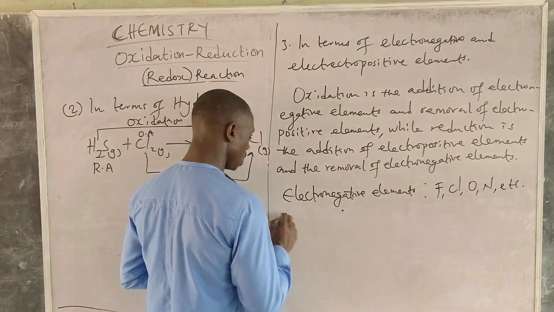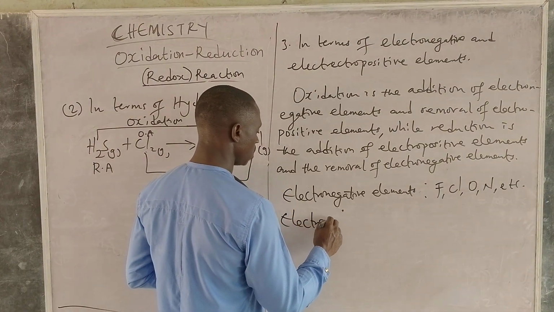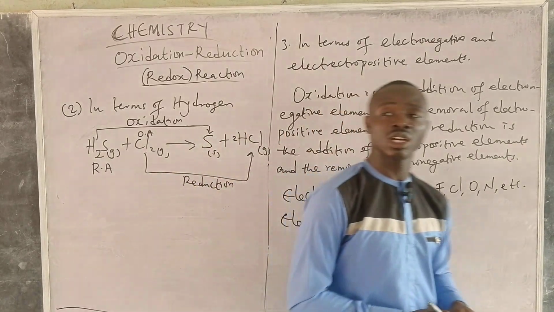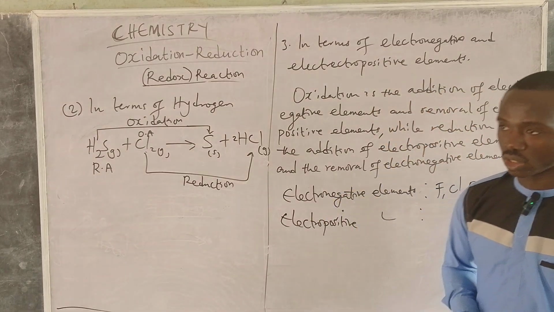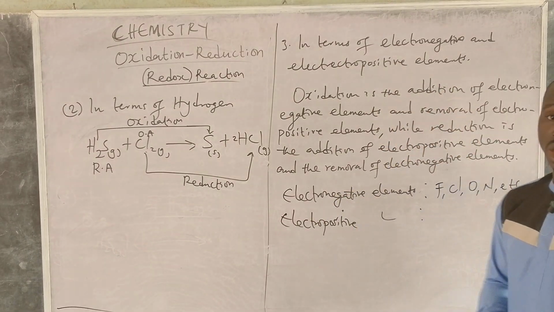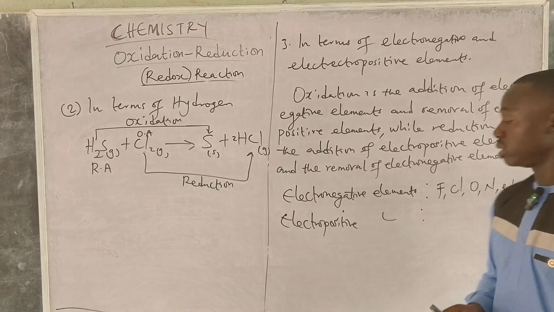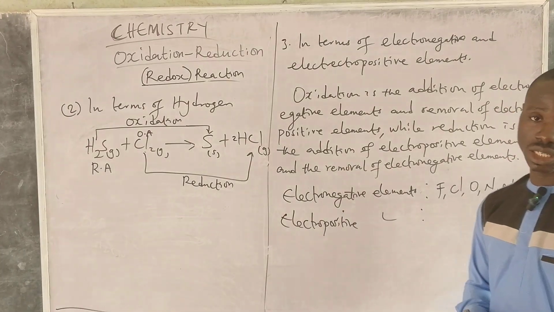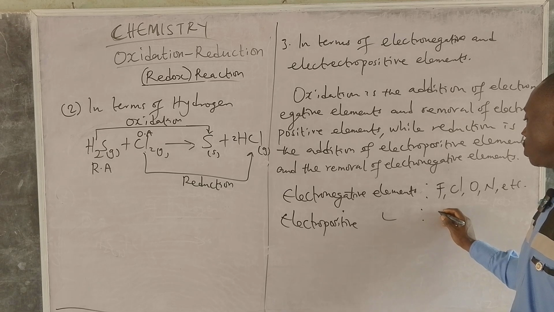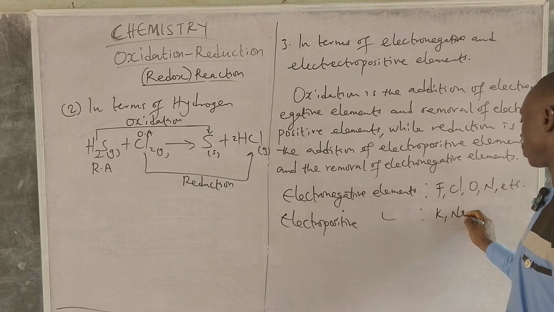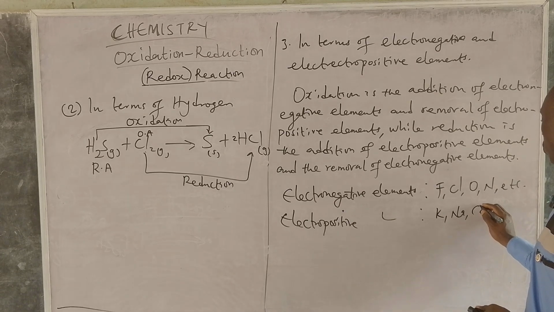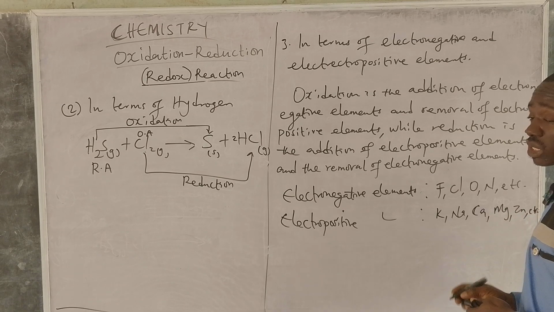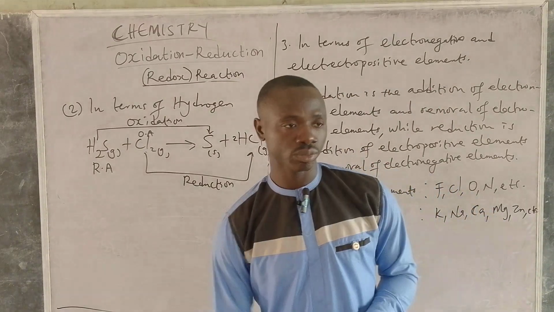While when we talk about electropositive elements, we are talking about those elements that have the tendency to easily lose electrons. They can easily give out electrons, so that when they go into the ion state, they become positively charged. Generally metals are electropositive, so they are highly electropositive. So for example, we have potassium, we have sodium, we have calcium, we have magnesium, we have zinc, etc. So metals are electropositive elements.